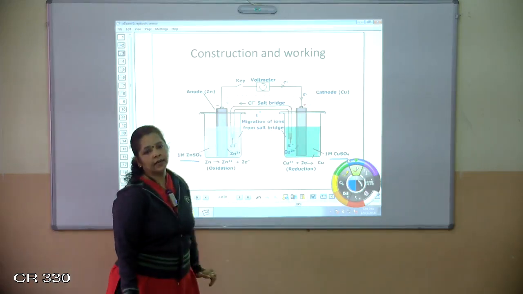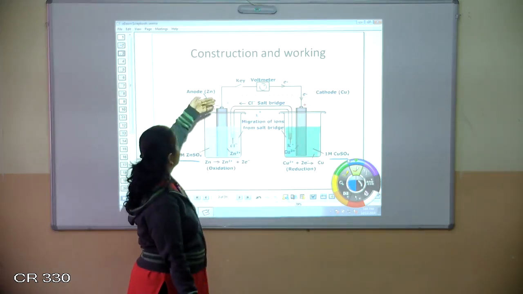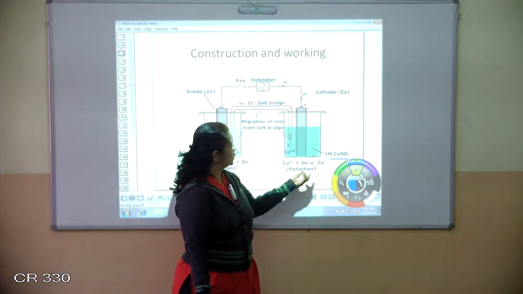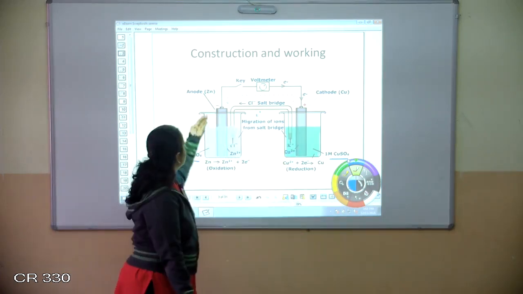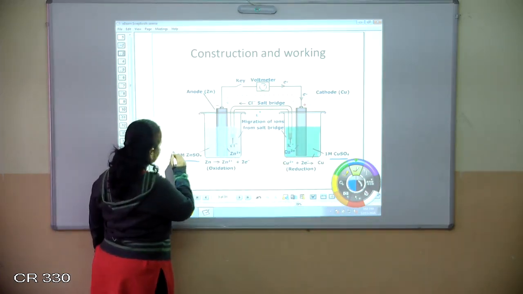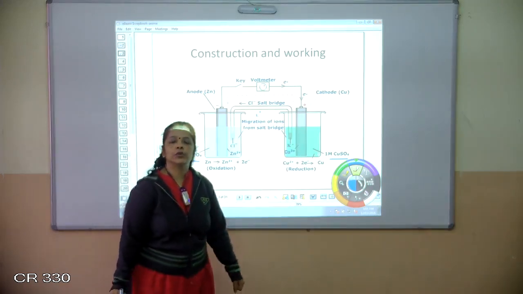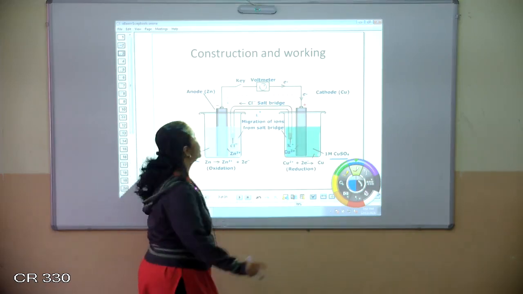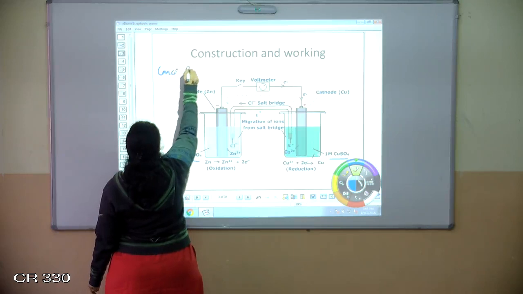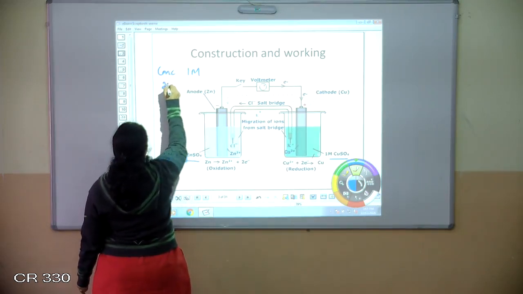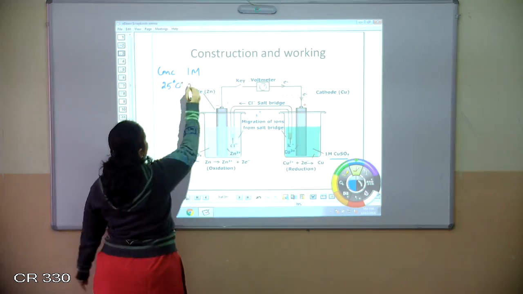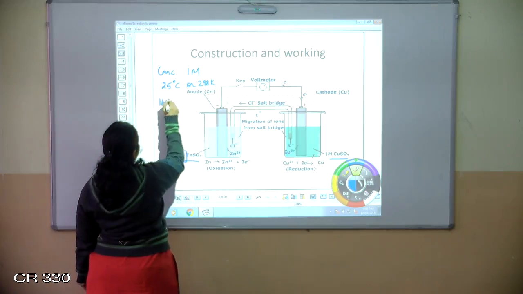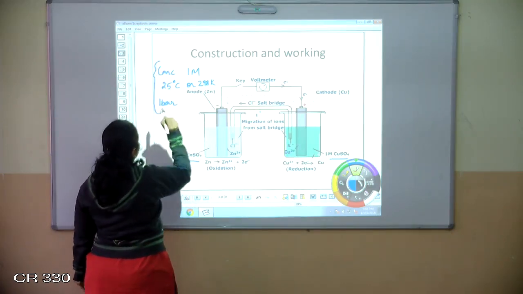In this particular galvanic cell, we are taking into account the zinc rod dipped into a zinc sulfate solution, and a copper rod dipped into a copper sulfate solution. The zinc rod is dipped into a 1 molar zinc sulfate solution. We have deliberately taken it to be 1 molar so that the conditions are standardized. I am talking about the concentration being 1 M. The temperature is 25 degrees C or 298 Kelvin, while the pressure is 1 bar. These are the conditions that we use.